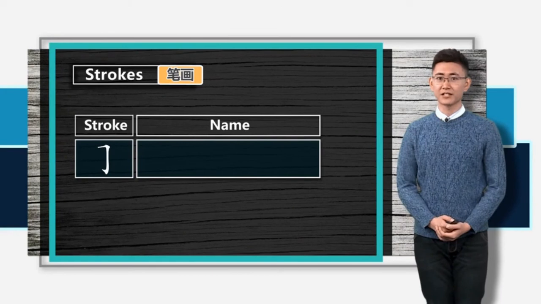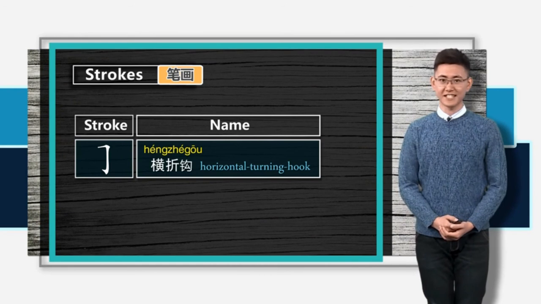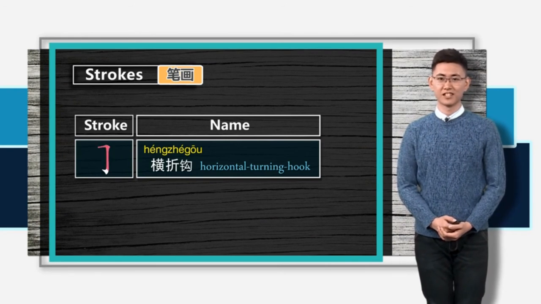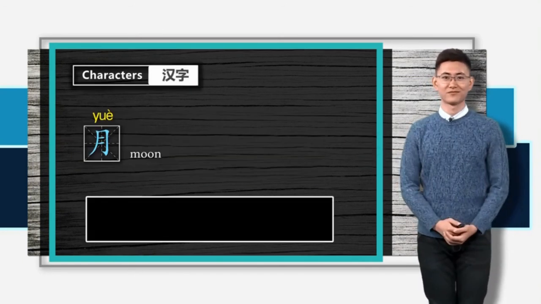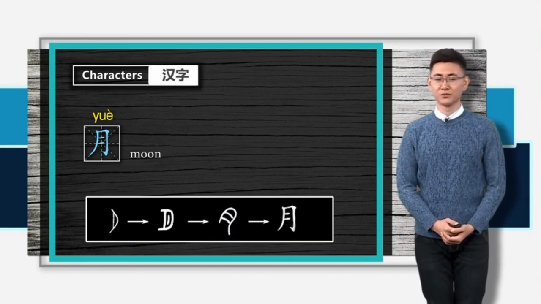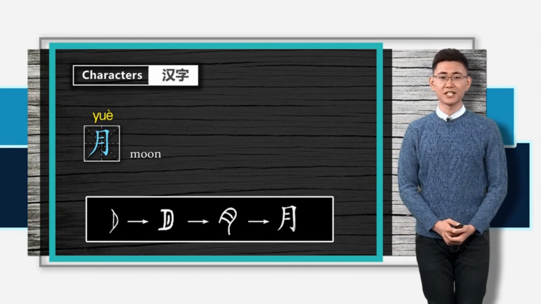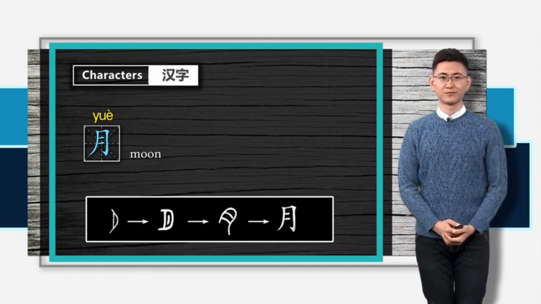Now, let's learn another two hook strokes. The first one is horizontal turning hook. In Chinese, it is called 横折钩. Let's see how to write it. 横折钩. Look at the picture. What does it look like? Yes, half of a moon. So it means moon in Chinese. 跟我读，月，月。And let's write it together.